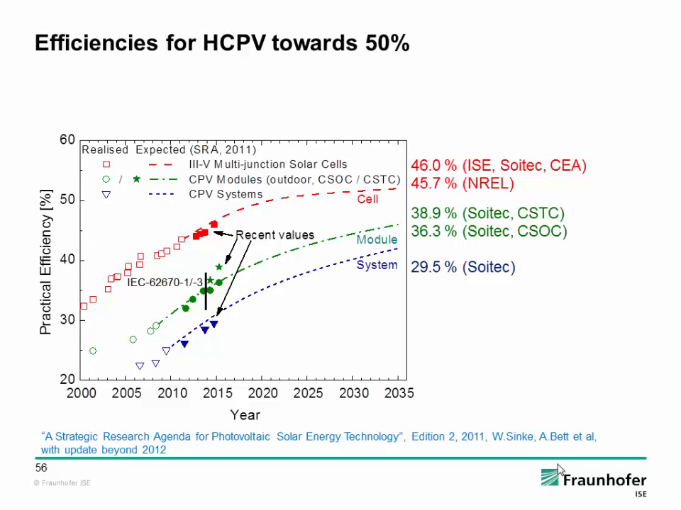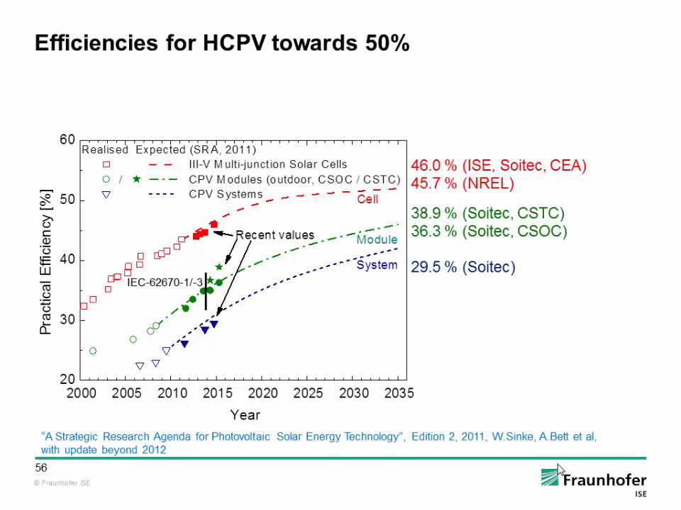46.0%, which was achieved with this bonded structure by ISE, Soitec, and CEA. But there are other structures around, for example, the n-GaAs structure, which is an inverted metamorphic 4-junction solar cell, which is very close by. I would say it's practically the same efficiency. And I'm sure we are not at the end. We can really expect very soon also the 50%. It's really the question now whether we obtain this 50% only in 2020 or whether we can accelerate here.